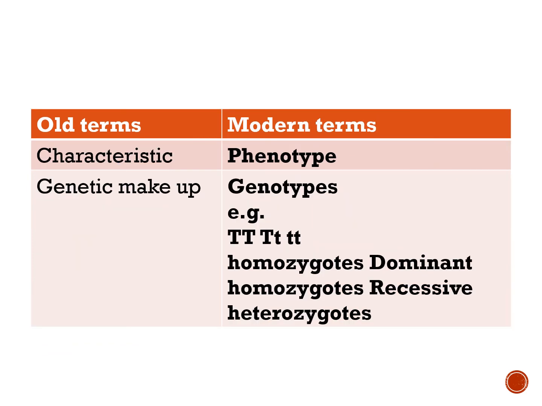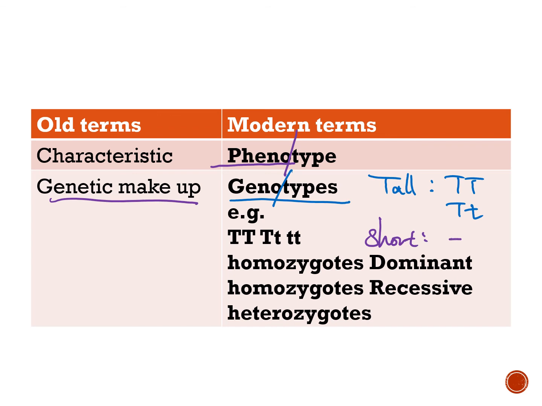For the characteristics, in genetics we call them the phenotype. And for the genetic makeup, we call it the genotype. Such as, what is the genetic makeup of the tall plants? You can say, for the tall plant, the genotype is big T, big T, or big T, small t. For the short plant, the genetic makeup, the genotype, would be small t, small t. Or some people will use words to describe the genotype.